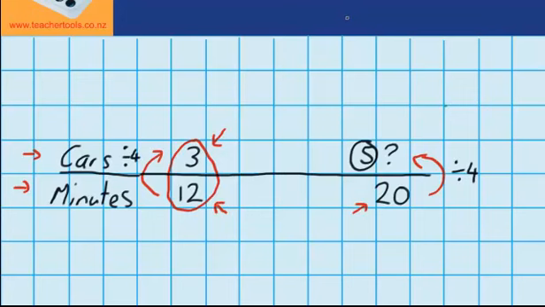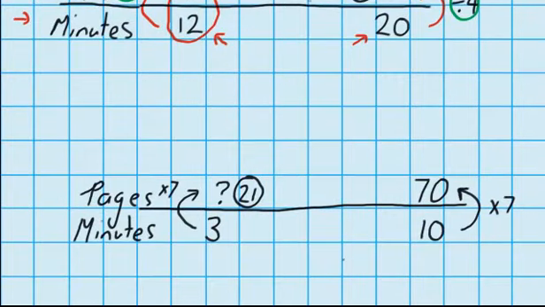Our next step was to identify a relationship between these two numbers to help us work out this number. So here we divided by 4, so we did that over here as well. In the example down below here, we saw that this number was 7 times bigger, which meant this side had to be 7 times bigger.